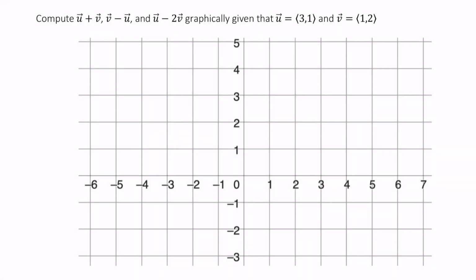Welcome. In this video, I'm going to go over some algebraic operations on vectors graphically. So let's begin by sketching u and v. So u has a tail here at 0, 0, and its tip, its arrowhead at 3, 1. And let me fix that arrowhead, it looks really bad.